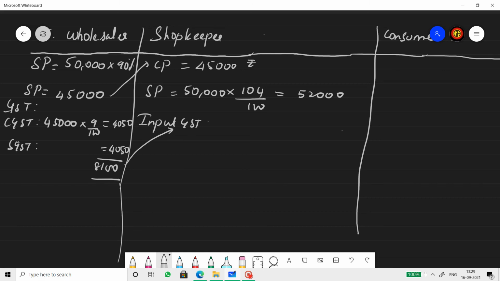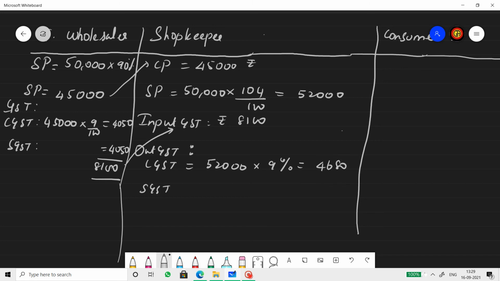Now input GST of the shopkeeper is this amount. So that is rupees 8,100. Now what is output GST? We have to find. So for that we'll find CGST first. So selling price 52,000 into GST of 9%. You get the amount as 4680. So similarly, SGST will also be 4680. So totals to 9,360.